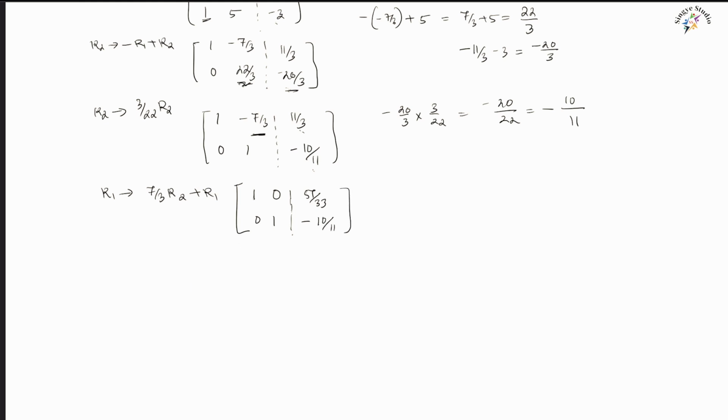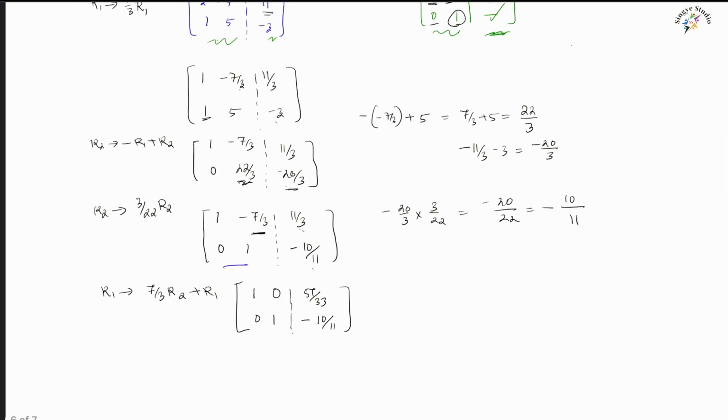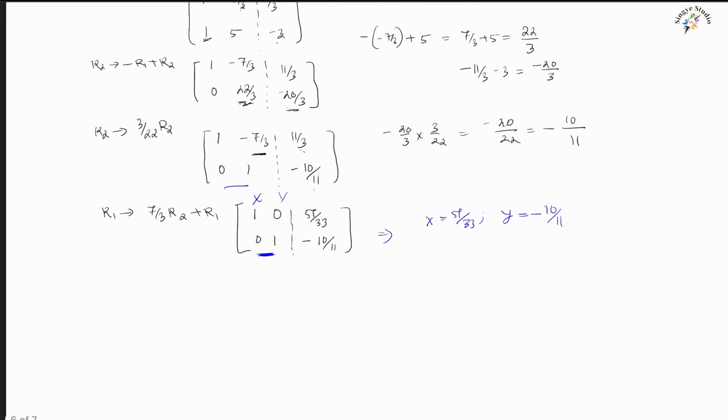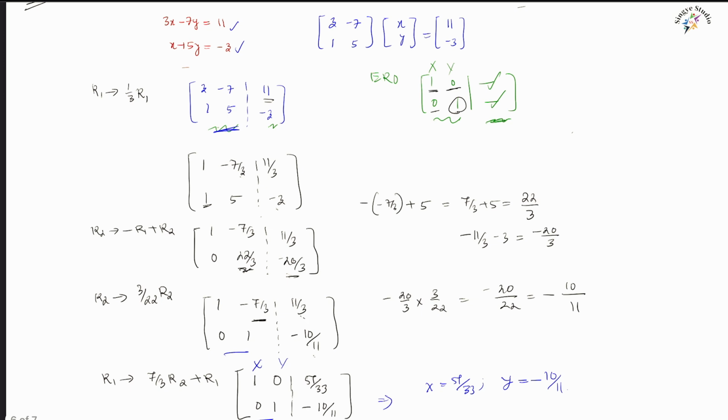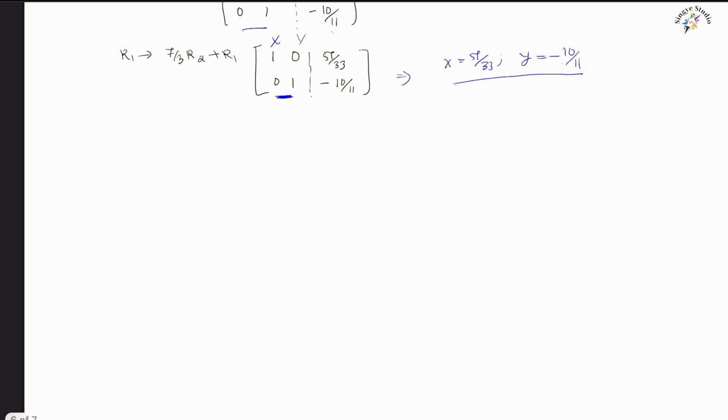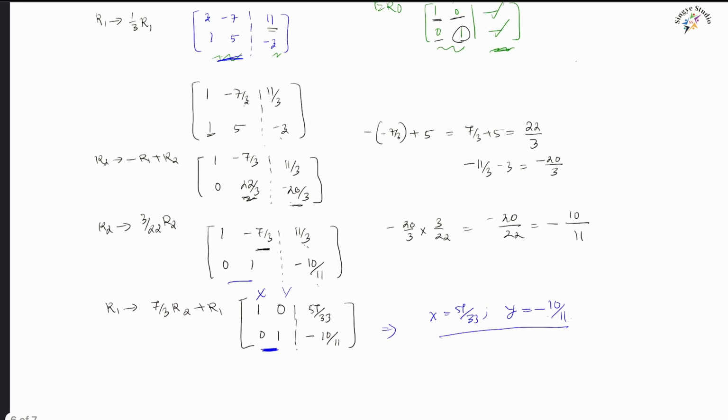Therefore, we have finally succeeded in changing the previous matrix into the identity matrix. Therefore, this column corresponds to x and this corresponds to y. So our value of x is 51 upon 33 and the value of y is negative 10 upon 11. Now, if this is correct, then it should satisfy both of the equations. To check, we have to substitute these values of x and y and see whether they satisfy both equations.